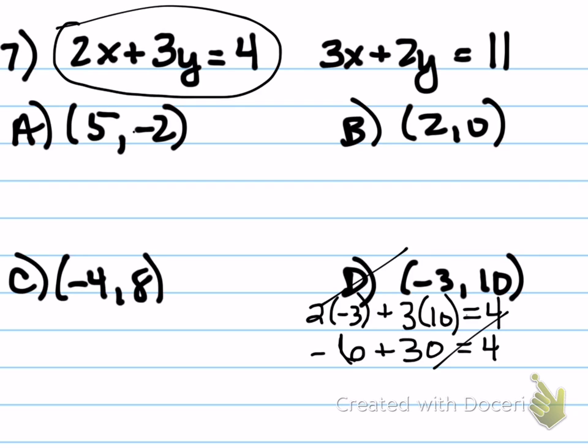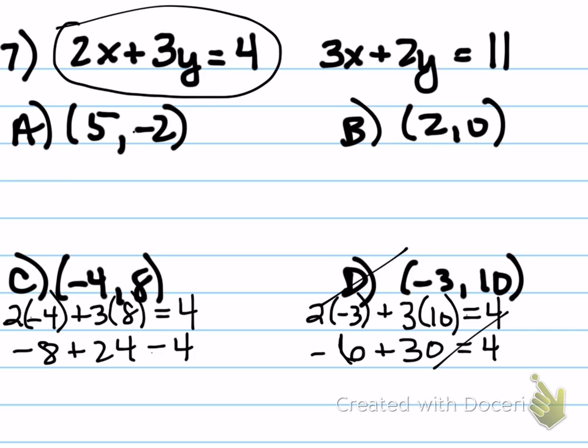2 of the first thing, which means 2 times negative 4. Sorry, it's a little glitchy there. Plus 3 times the second thing, which would be 3 times 8. And the first equation says that should be 4. Well, this gives us negative 8 plus 24. That's definitely not 4. Those things would subtract to give you 16. So after the first equation doesn't check, we'll just move right on.